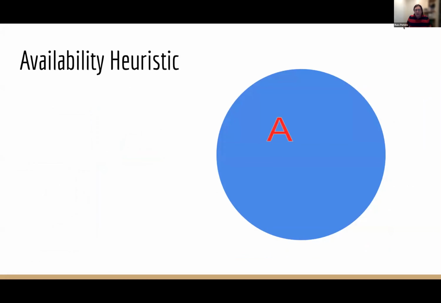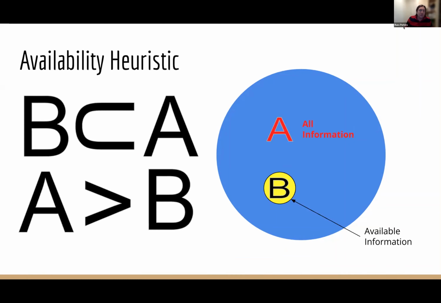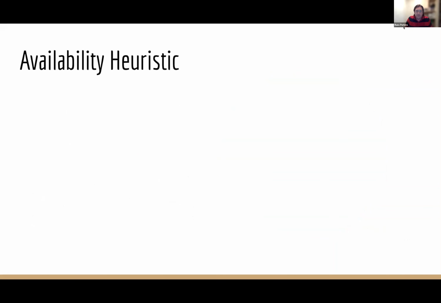So we have a set A, and then there's this subset B. Let's just say A is all of the information that exists about something, and B is the available information to a person, right? We know that B is contained in A, and therefore A is greater than B. But let's say B is the information that's available to a person making a decision, and that B is weighted by the tragedy of airplane accidents, right?